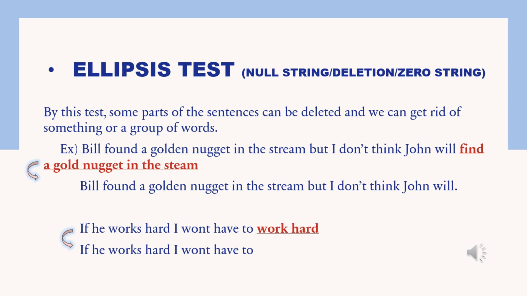The second example is: if he works hard, I won't have to work hard. Here we will also delete the part work hard, so the sentence will be just: if he works hard, I won't have to.